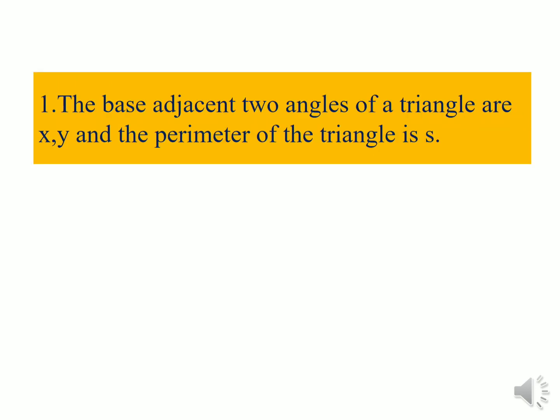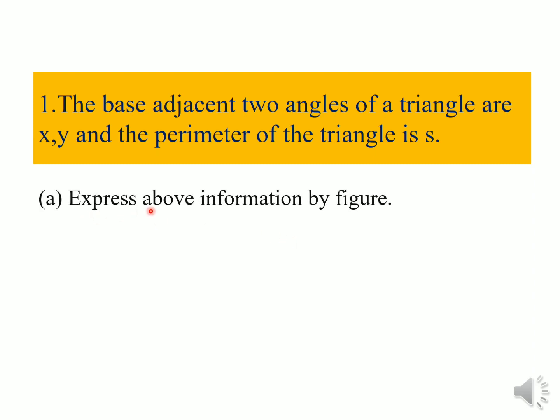Now my dear students, I want to give a homework. Please write down this. This is the problem. The base adjacent two angles of a triangle are X and Y, and the perimeter of the triangle is S. This is given. Now question number A. Express the above information by figure.